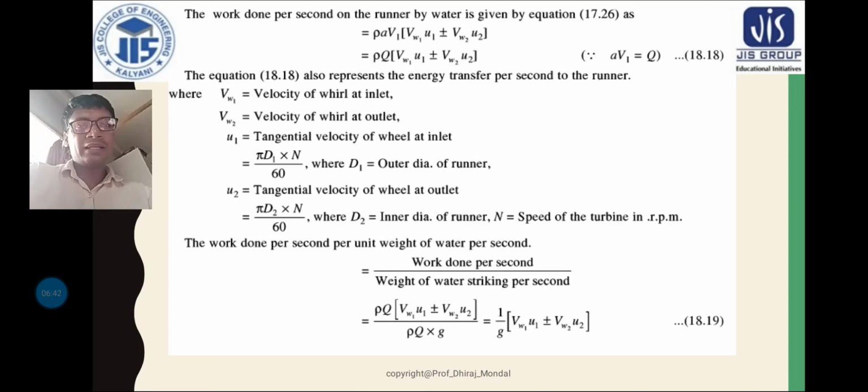The weight of the water striking per second means m into g, where m is the mass flow rate. The mass flow rate is equal to rho into area into velocity, so it can be written as rho into Q into g, where g is the gravitational constant. So at last, the equation is: work done per second per unit weight of water is equal to 1 by g (Vw1 u1 plus or minus Vw2 u2). Keep this equation in your mind, because we have to use it when solving numericals.